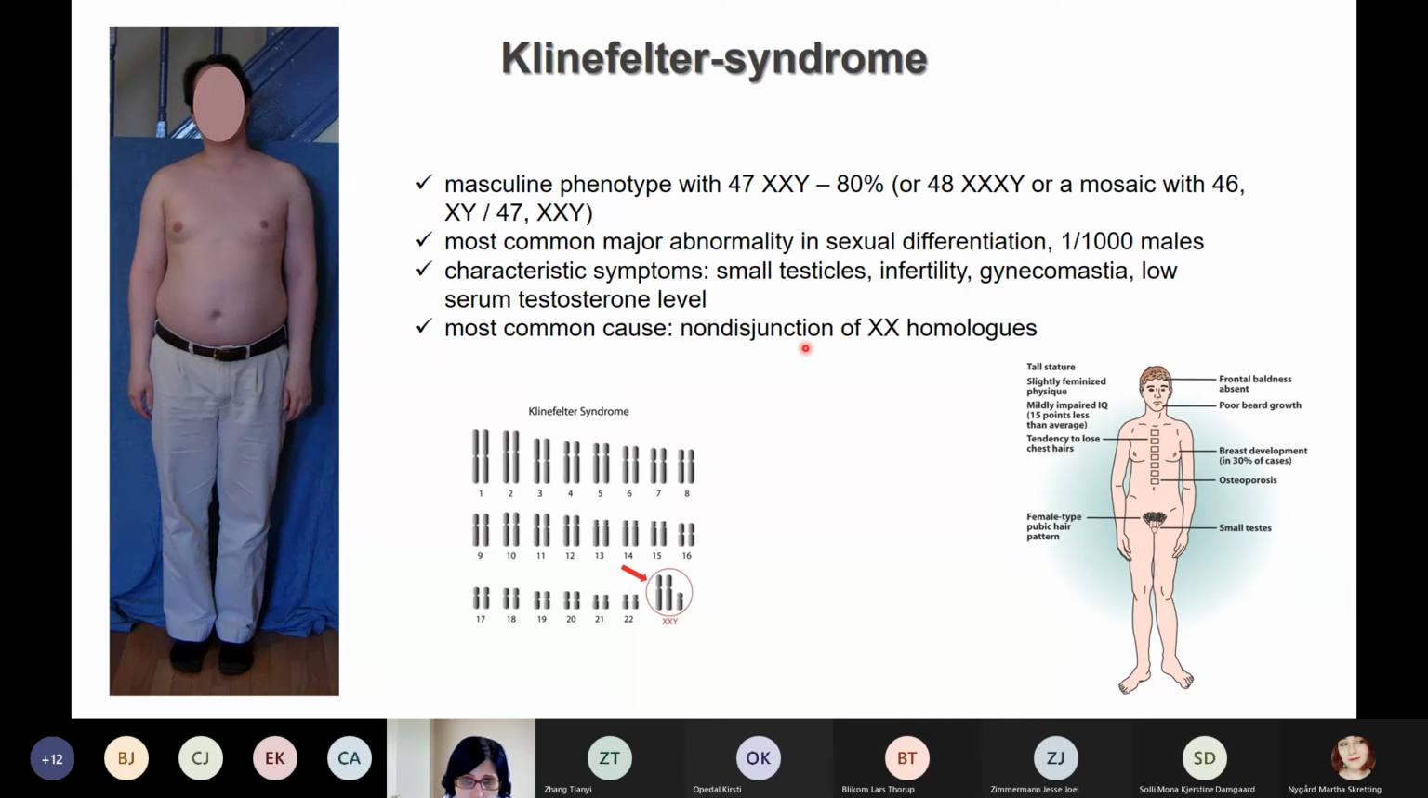The most common cause is the non-disjunction of the X homologues during the division. If during the division these paired homologous chromosomes do not separate from one another, two X chromosomes will be together. They will meet a Y chromosome carried by the sperm cell, and then we will have the 47,XXY chromosomal karyotype, which is visible in 80% of the cases. But it could also be caused by 48,XXXY, or we could also observe a mosaicism when some cells contain XY.